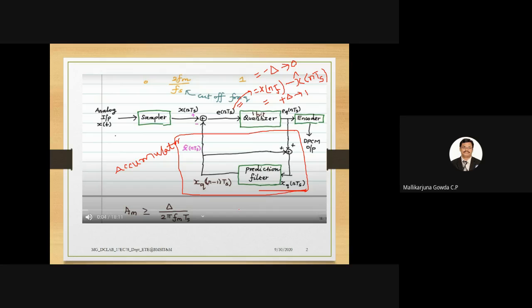I think the rest of the things I have discussed. Here two things are important. One is the step size, another one is the sampling duration. Okay, and here I have written one equation that Am should be greater than or equal to delta divided by 2 pi fm Ts. Okay, delta is the step size. This is the step size.